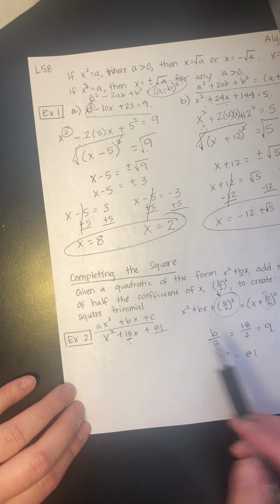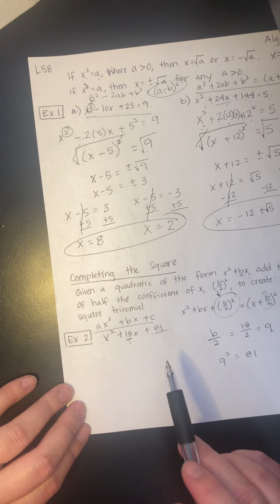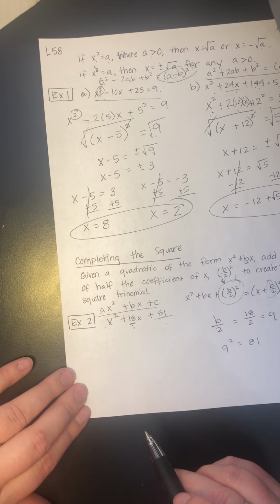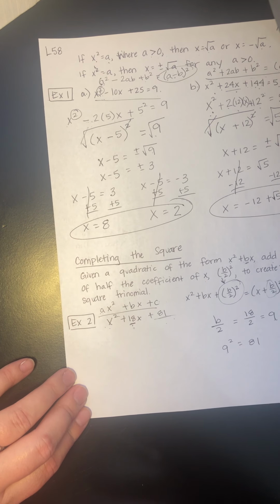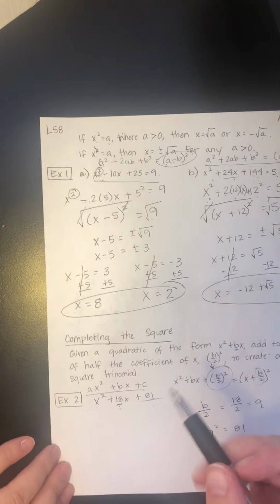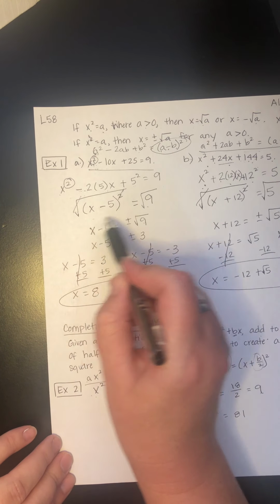Okay? It's always going to be positive because if you square something, if you square 2 negatives, it makes a positive. So this is what c equals. It equals 81. We've completed the square. Now it looks like these guys right here.